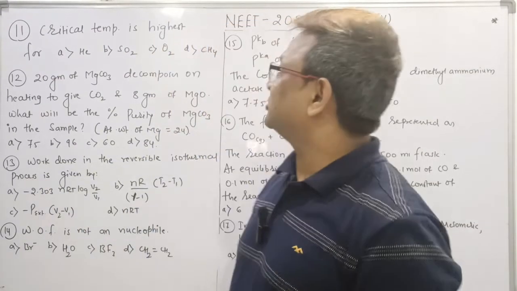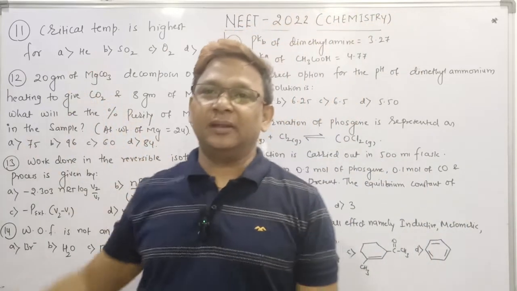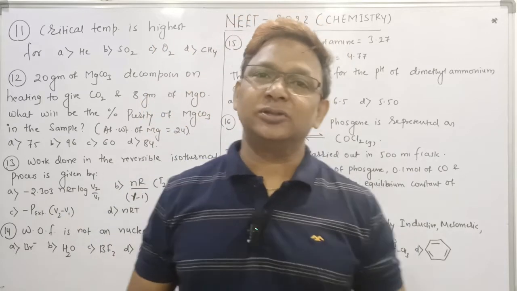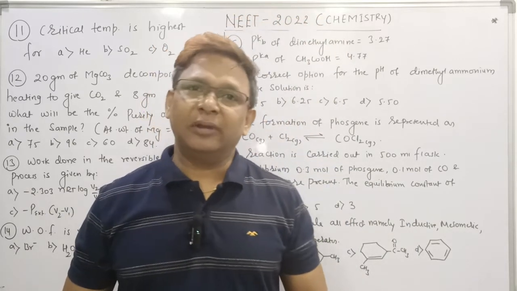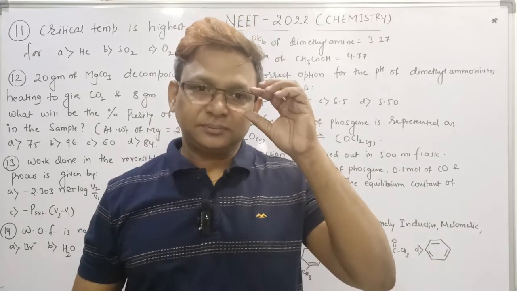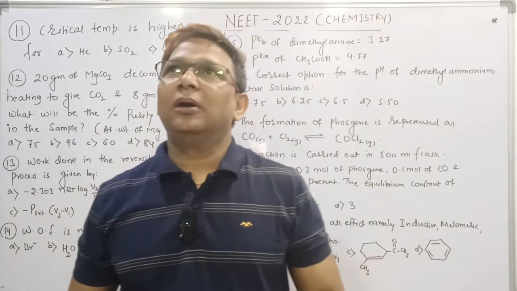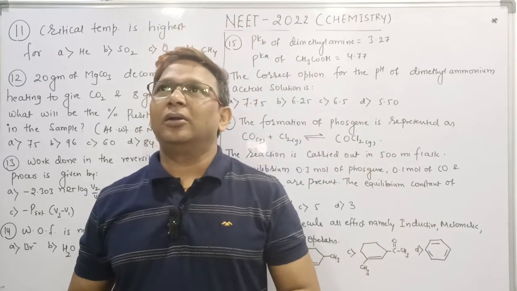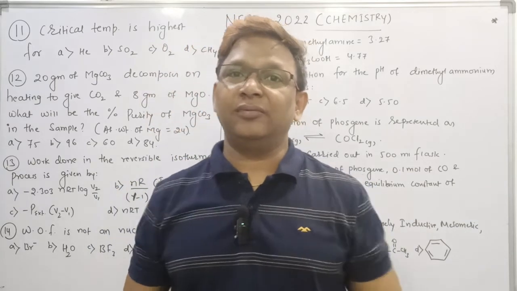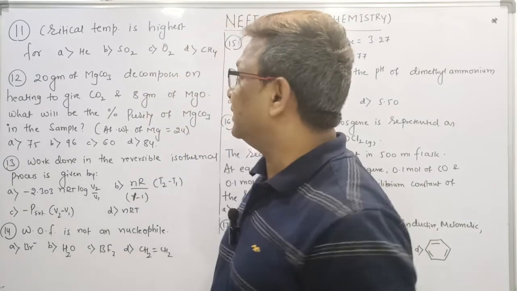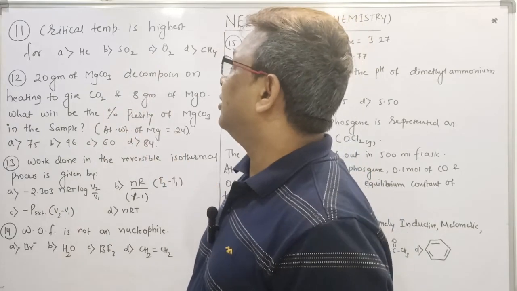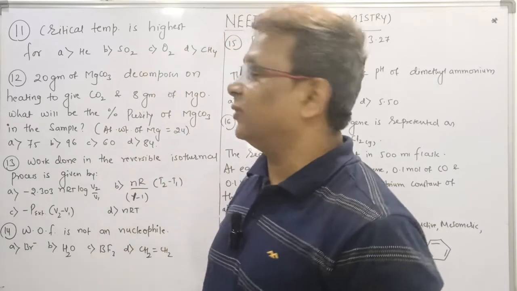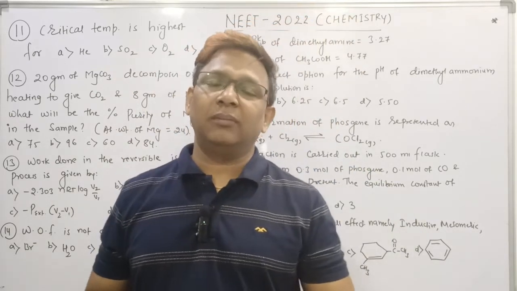Now see here, beta, these are the questions coming from the states of matter. Till now we are getting questions in every NEET in the states of matter either from the molecular velocities like RMS, most probable, average, or Dalton's law of partial pressures, or from Graham's law of diffusion, rate of diffusion. But here, this is another part from the ideal gas part, or we can say critical temperatures, right? So critical temperature is highest for, if you want to remember, remember.